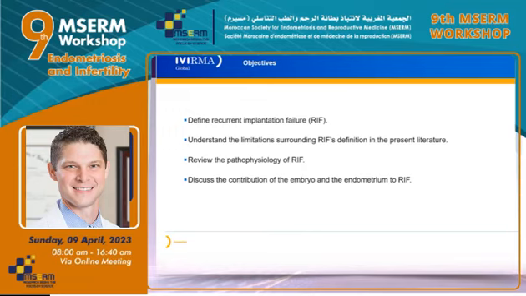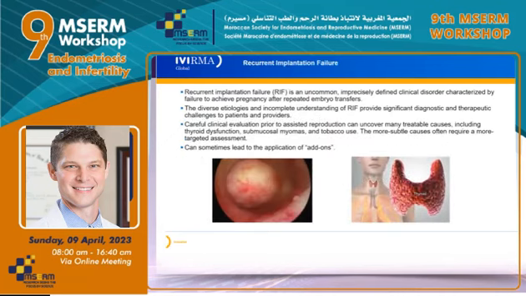We'll briefly talk about some of the pathophysiology, and we'll try to discuss the contribution of the embryo and the endometrium to recurrent implantation failure. So RIF is fairly uncommon, and it's an imprecisely defined clinical disorder. And this is when we fail to achieve pregnancy after multiple embryo transfers. There's many different potential etiologies, and that has led to an incomplete understanding and provides significant diagnostic and therapeutic challenges.